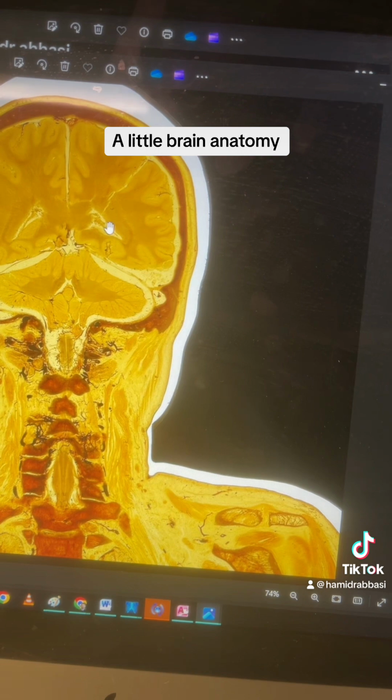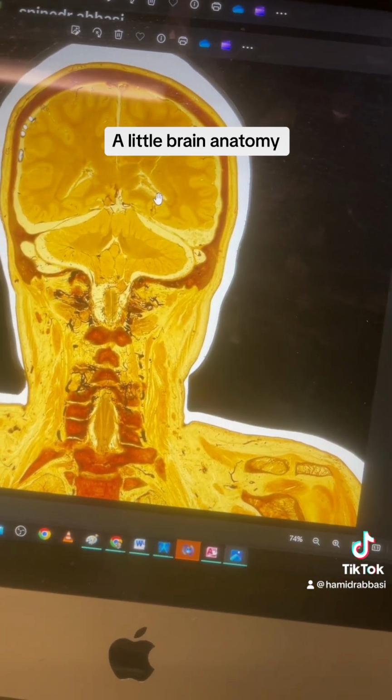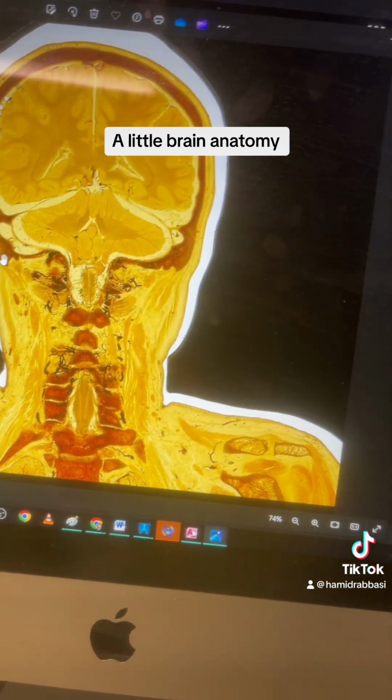What is that here, right there? It's a ventricle. Lateral ventricle. Yes, very good, lateral ventricle.